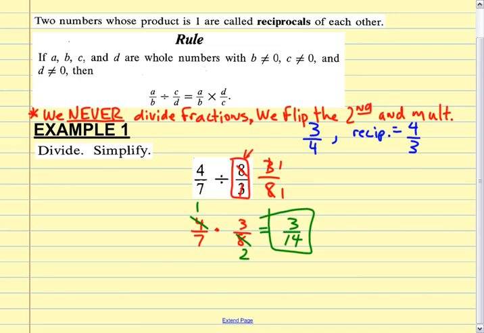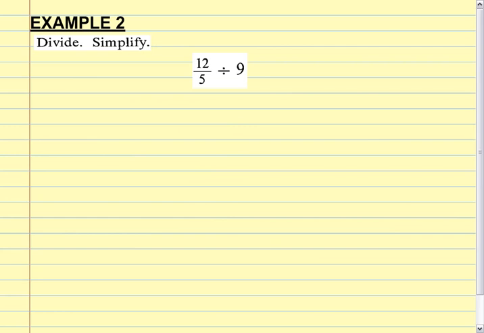Now let's look at this next one. Very easy. It says divide and then simplify. What's the very first thing that I need to do here? The very first thing I need to do. Harry? Turn 9 into a fraction. I can always make a whole number a fraction by just putting it over 1. Perfect. Now it's a fraction.